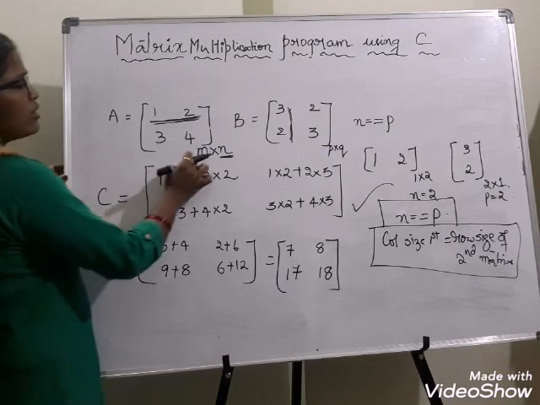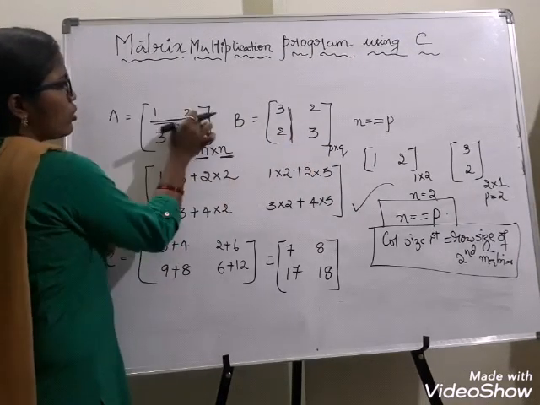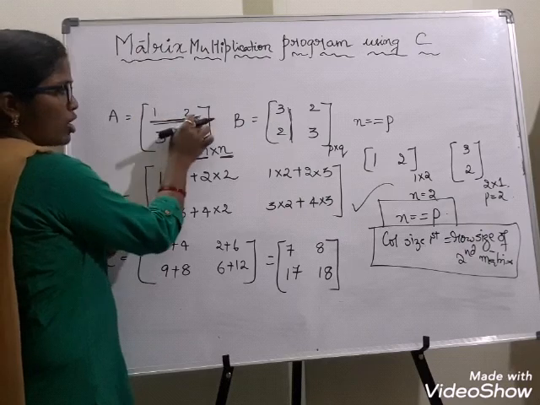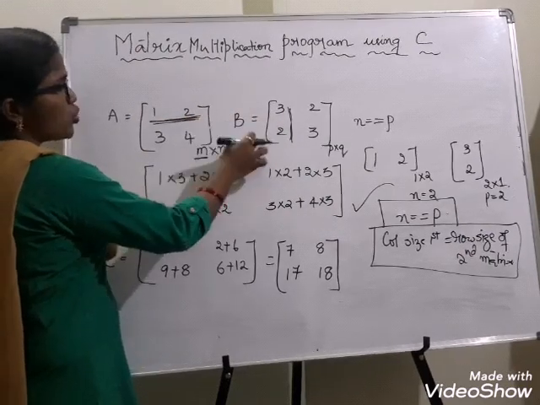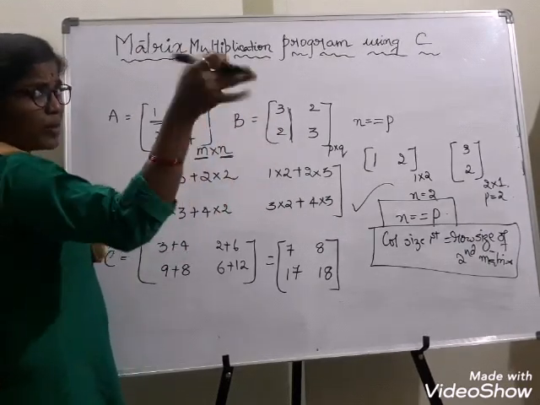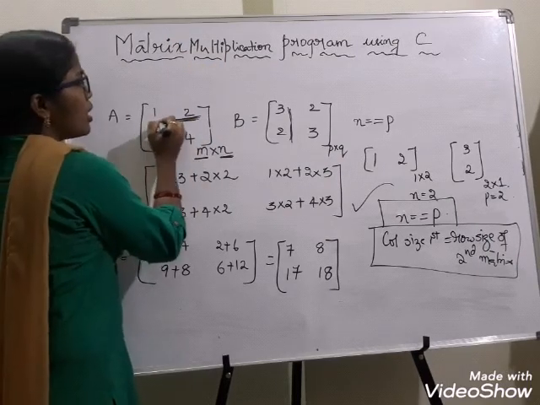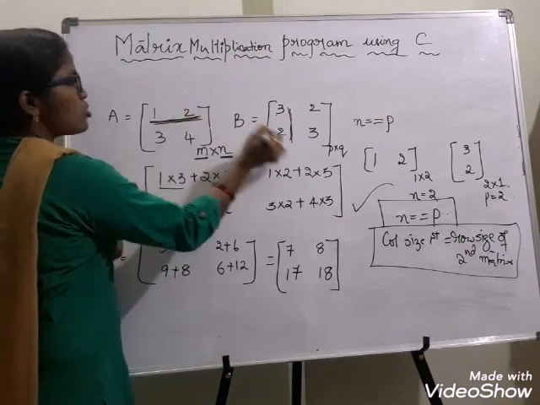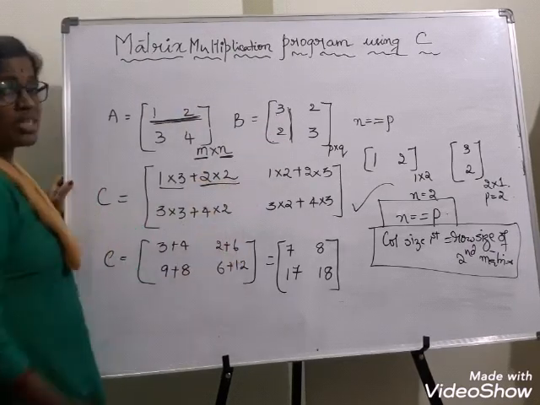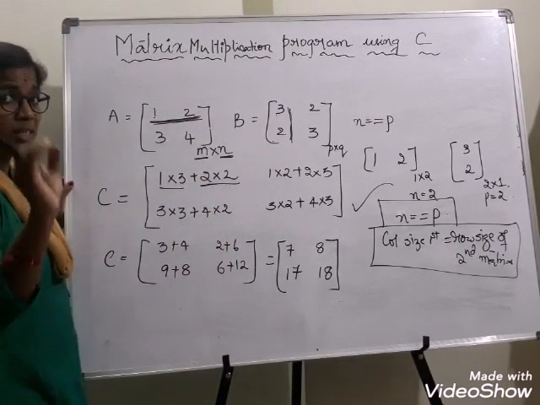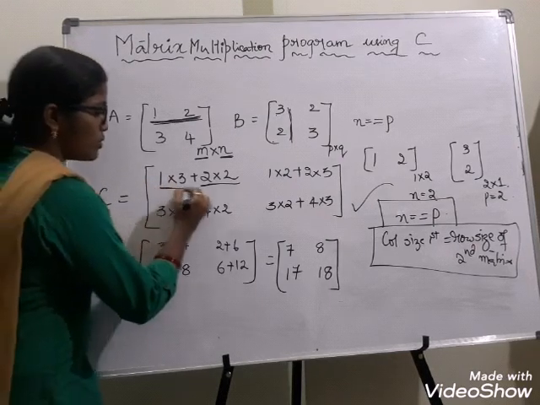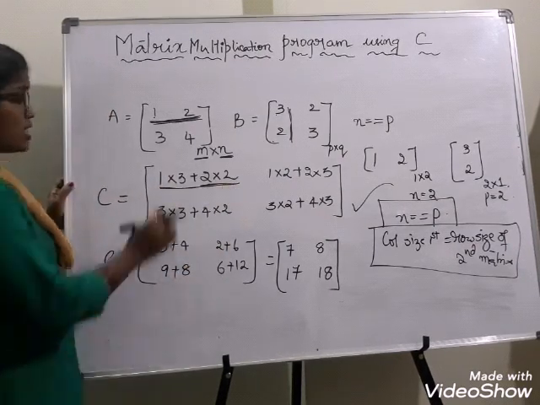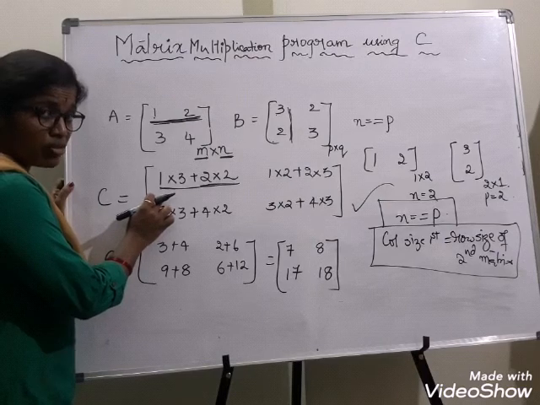So I have taken 2 by 2 matrix. So 2 columns, 2 rows here. So 2 equals 2. No problem, I can multiply. So how will I multiply? 1 into 3 plus 2 into 2. So this will be my first element. Right? Which is nothing but Cij, C00.